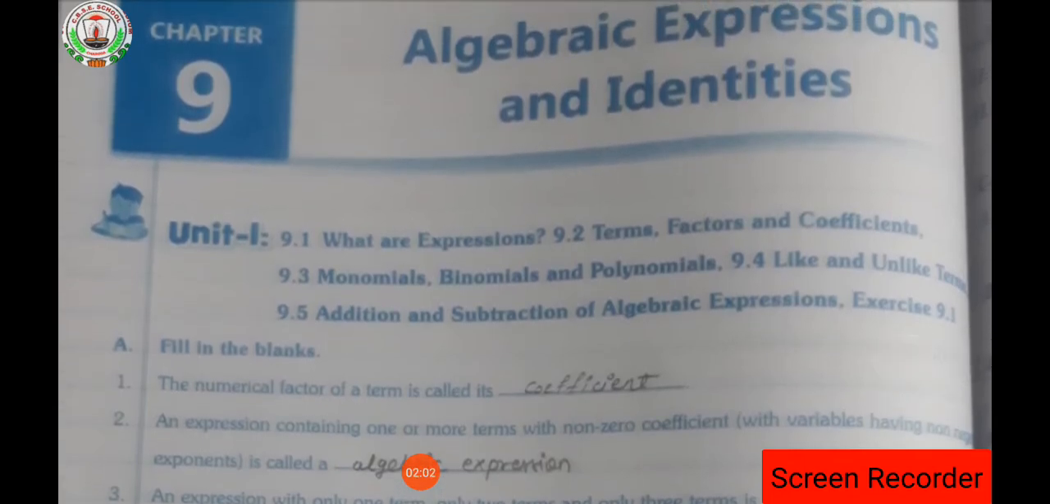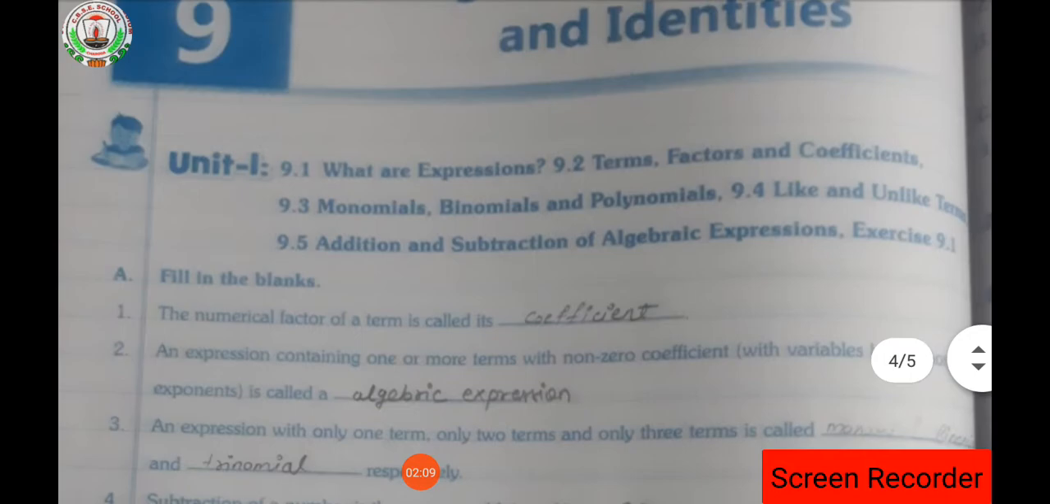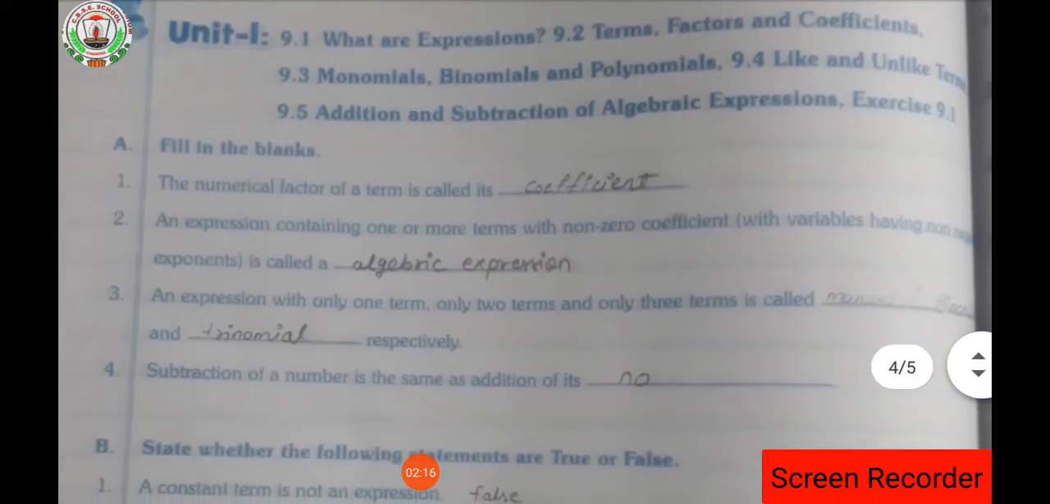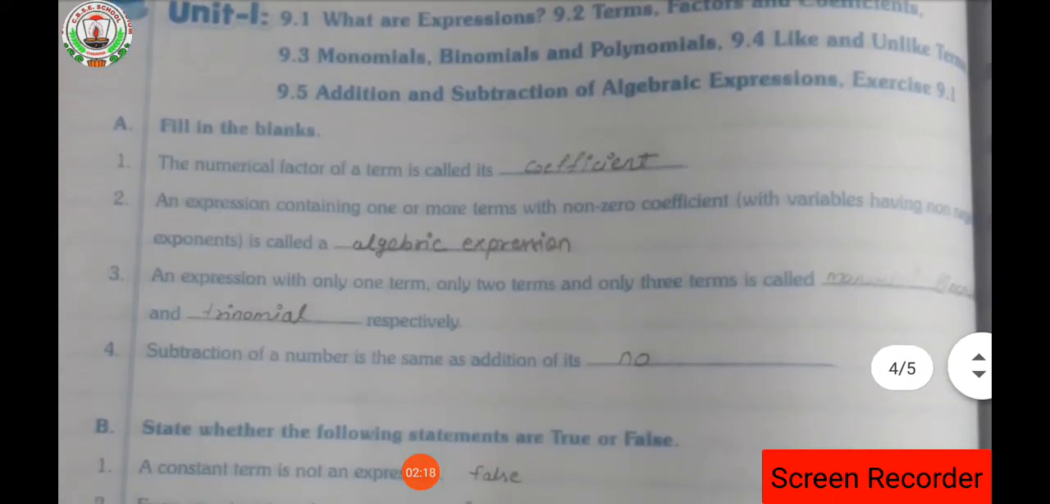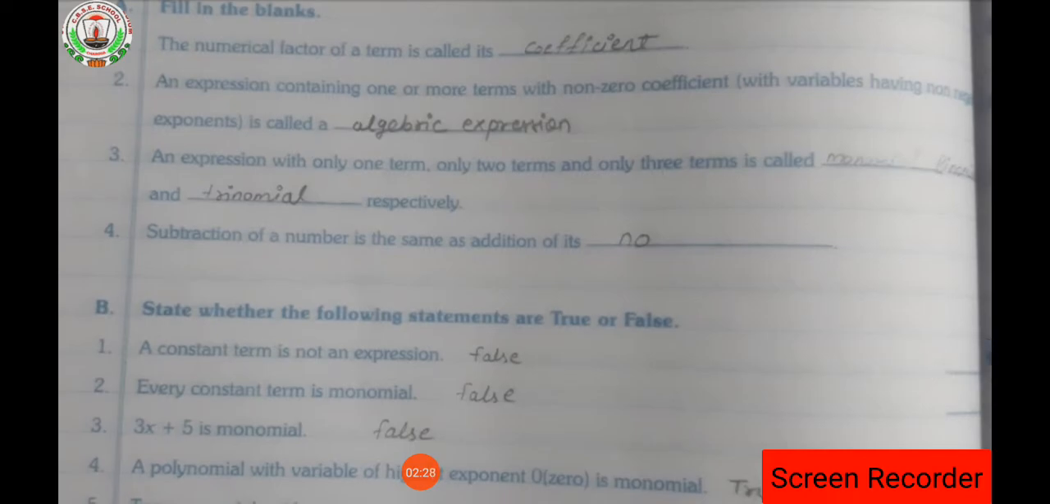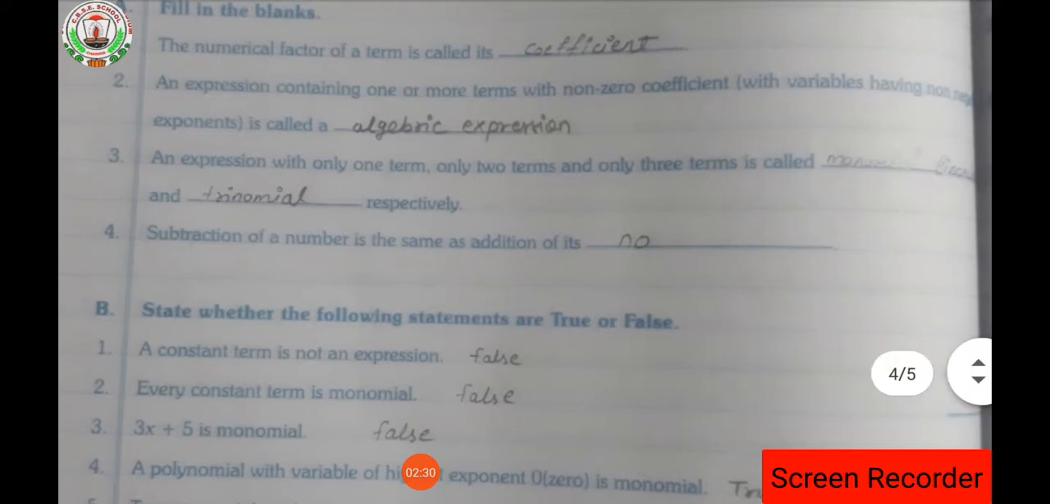So here the chapter number 9, which is the syllabus of your post midterm, that is algebraic expression and identity. Some of the questions I had already solved over here. What you have to do, you have to write it in your book itself. That is, the first one: the numerical factor of a term is called its coefficient. Then the second one: an expression containing one or more terms with non-zero coefficient, variable having non-zero exponent, is called algebraic expression. Here the picture is not clear, so I was reading the question, just note down the answers.